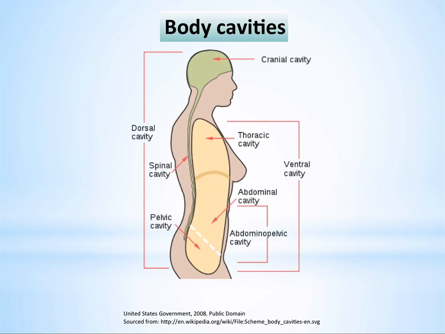These are the main body cavities, and they're divided into two parts: the dorsal body cavity, which is made up of the cranial cavity and the spinal cord. And then we've got a ventral cavity, which is made up of the thoracic cavity, the abdominal cavity, and the pelvic cavity. And the pelvis and abdomen together make up the abdominopelvic cavity.